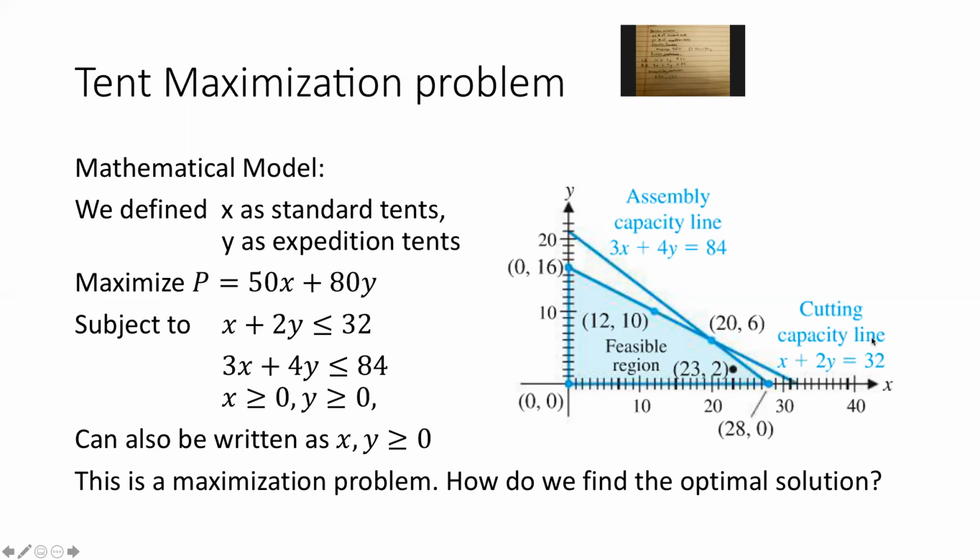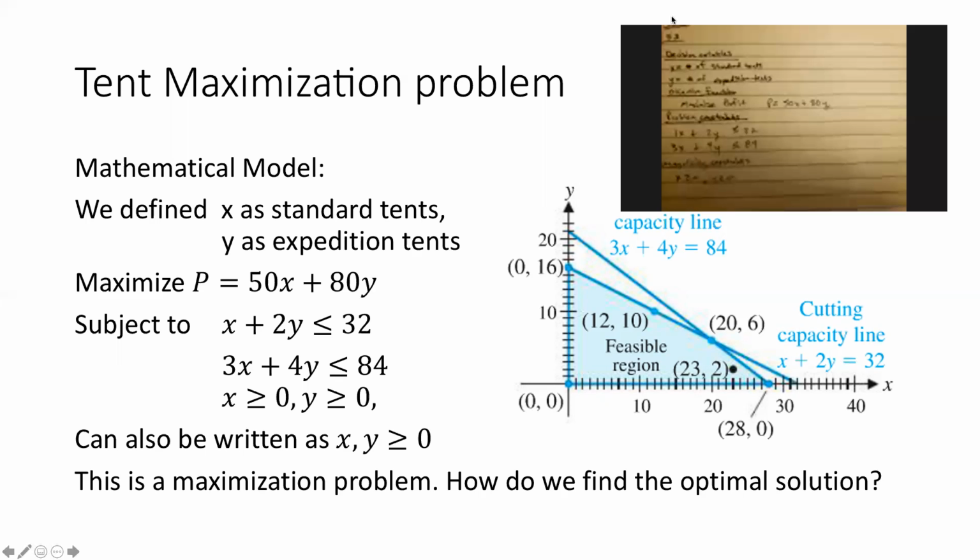And then we're going to have a cutting capacity line, which is this x plus 2y less than or equal to 32. Excuse me. And so 0 plus 0 is less than or equal to 32. And so we shade down here. Now you might be noticing that basically we have these corner points. So I'm going to go back and zoom this in again. So we have basically our corner points.